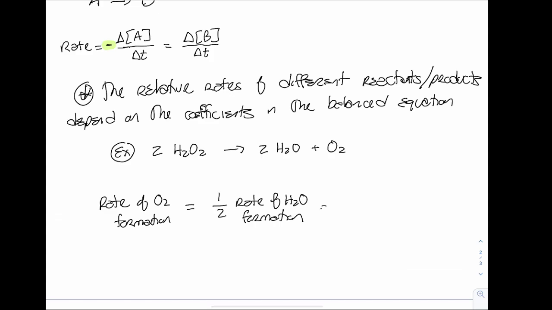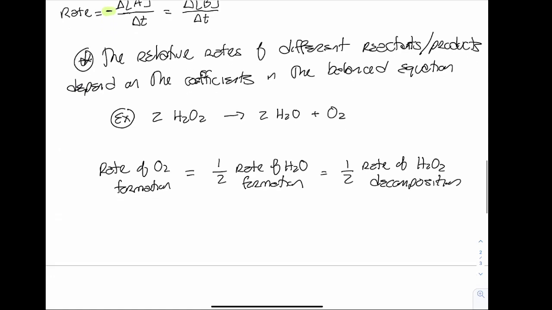And then that's also going to be equal to 1/2 the rate of hydrogen peroxide disappearance or decomposition. You could use the word disappearance, that's perfectly fine. So because 2 of those are going to disappear for every 1 oxygen, each one is going to be half the amount of time, right, because there's 2 of them. So the relative rates depend on those coefficients.